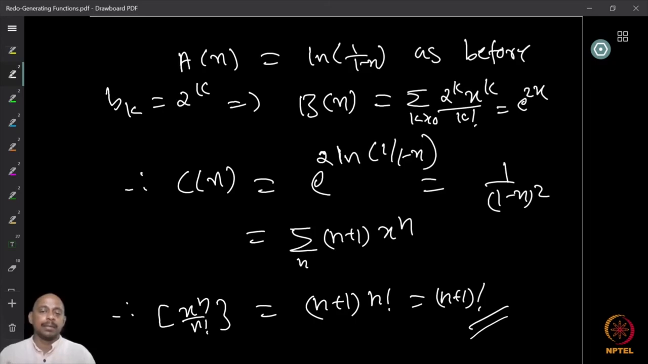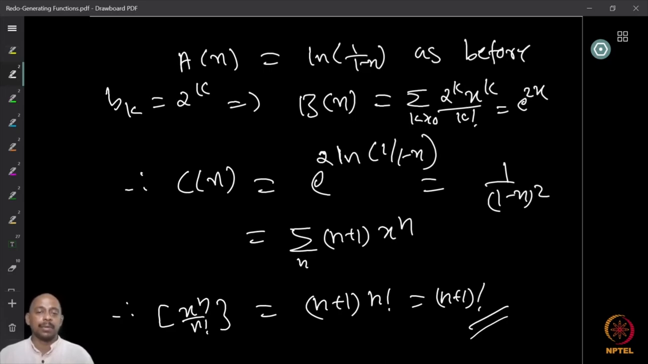And we know that the series expansion is the summation of n plus 1 times x raised to n. But we want the coefficient of x raised to n by n factorial. So therefore, we multiply and divide by n factorial, and I get n plus 1 factorial. So there are n plus 1 factorial ways of doing this.